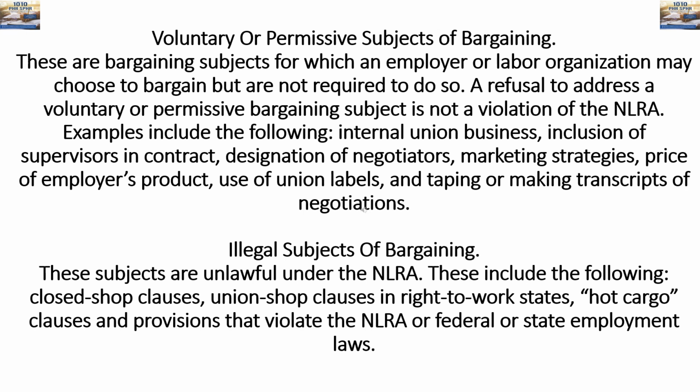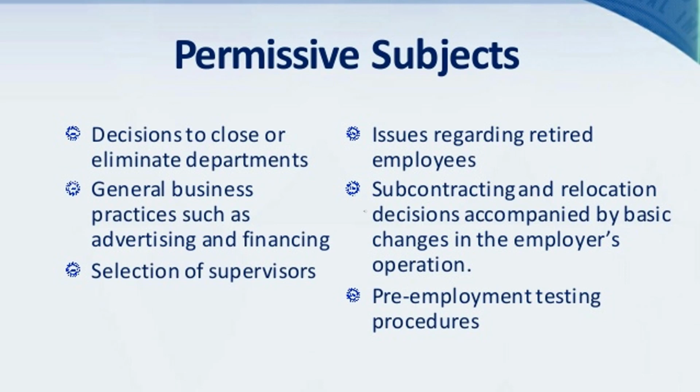Illegal subjects of bargaining. These subjects are unlawful under the NLRA. These include the following: closed shop clauses, union shop clauses and right-to-work states, hot cargo clauses, and provisions that violate the NLRA, or federal, or state employment laws. Permissive bargaining subjects, in pictures.